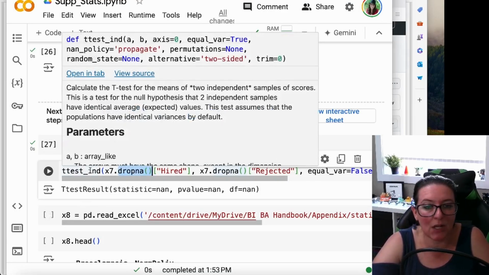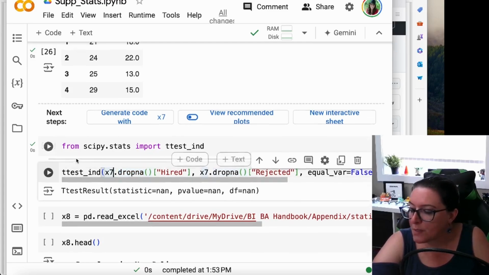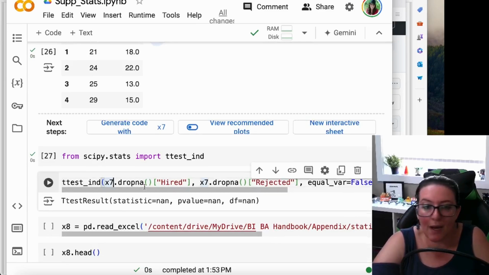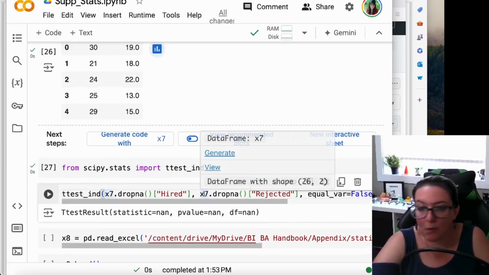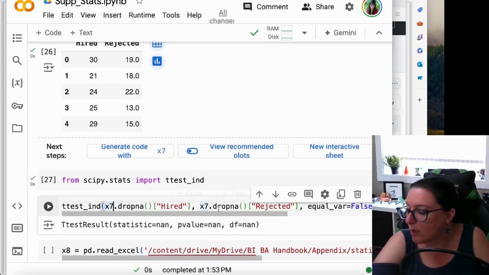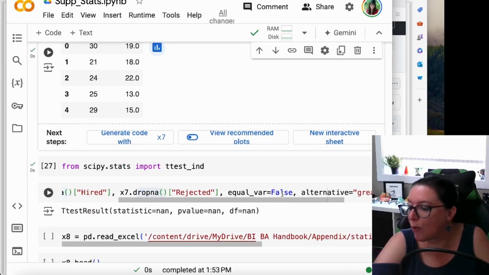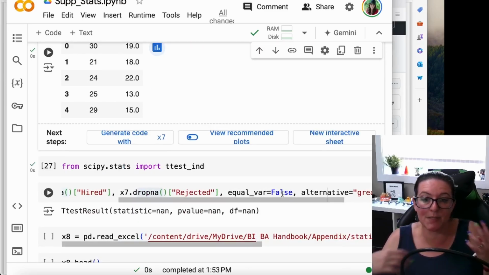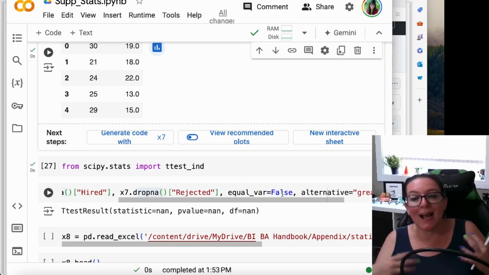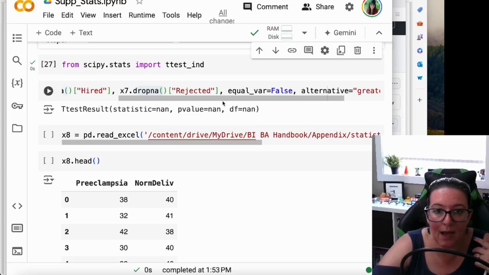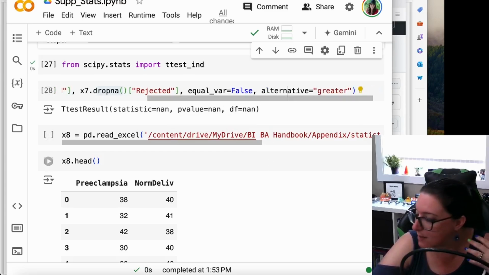Otherwise, it's test_IND. From table X7, I am going to pull the hired column, but I'm going to have it drop any empty information. And then I'm going to take from table X7 the rejected column. I'm going to drop the empty ones that are in it. I am going to do equal variance equals false because that was the difference between the pooled and the separate variance. The other thing here is that we need to decide one-tailed test, two-tailed test.